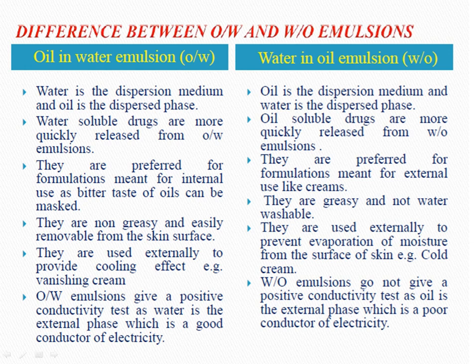Whereas O/W emulsion gives a positive conductivity test because water is the continuous phase and water is a very good conductor of electricity. So O/W type of emulsion shows a positive electrical conductivity test, and this test is negative for W/O because oil is a poor conductor of electricity.